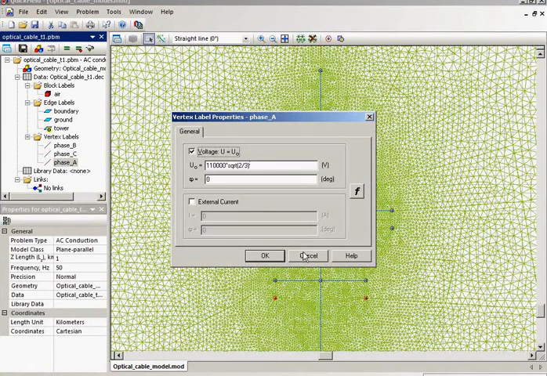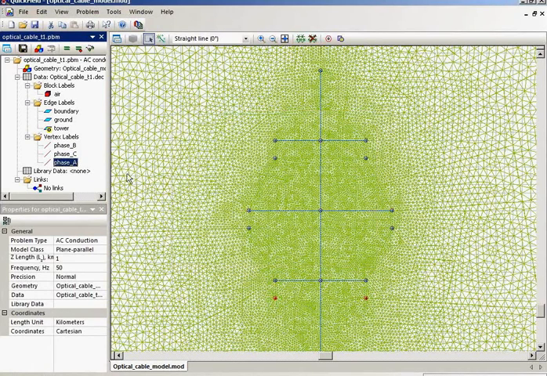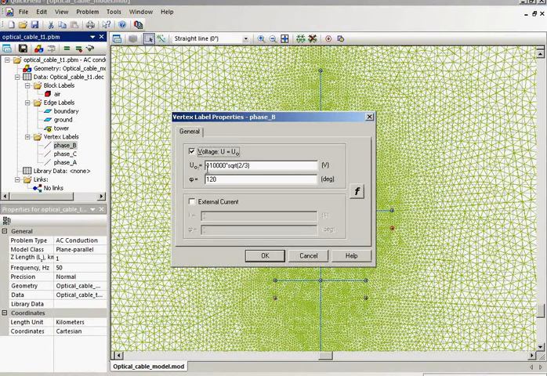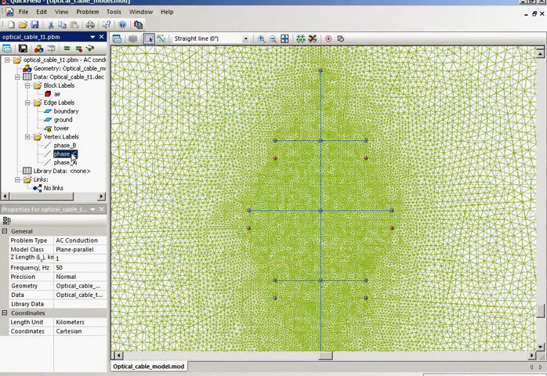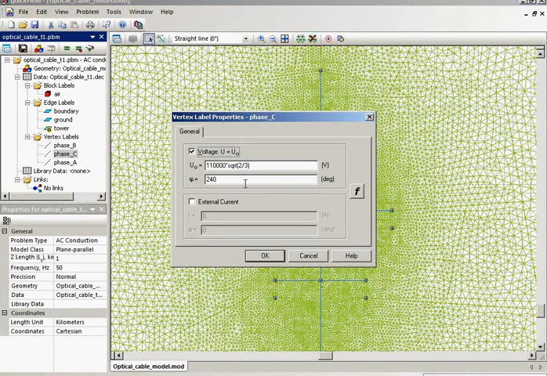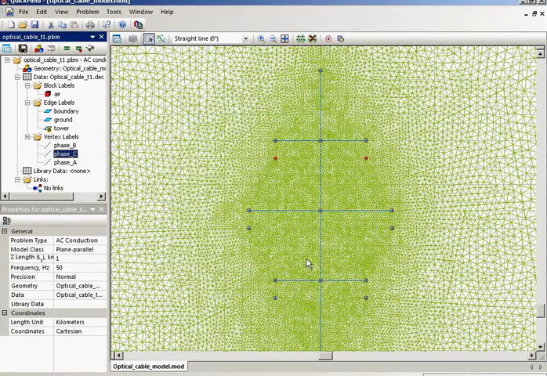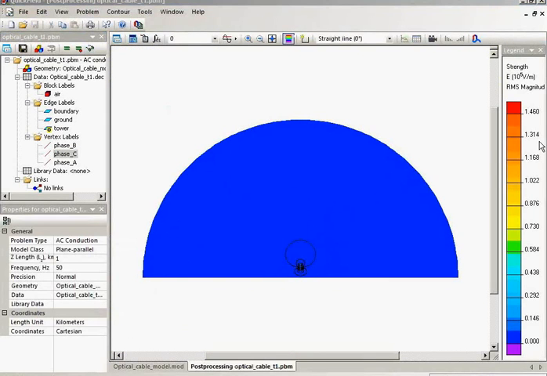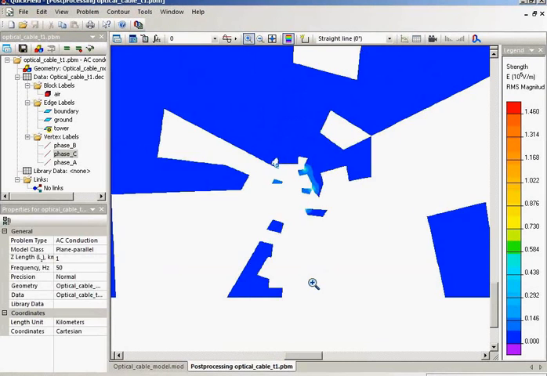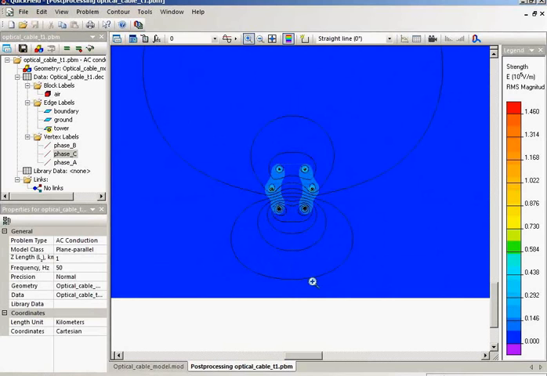In this problem, the A conductor has zero phase. The B conductor has the phase of 120 degrees and the C conductor has the phase of 240 degrees. Now let's take a look at the simulation result. Here is the electric field produced by our transmission line.